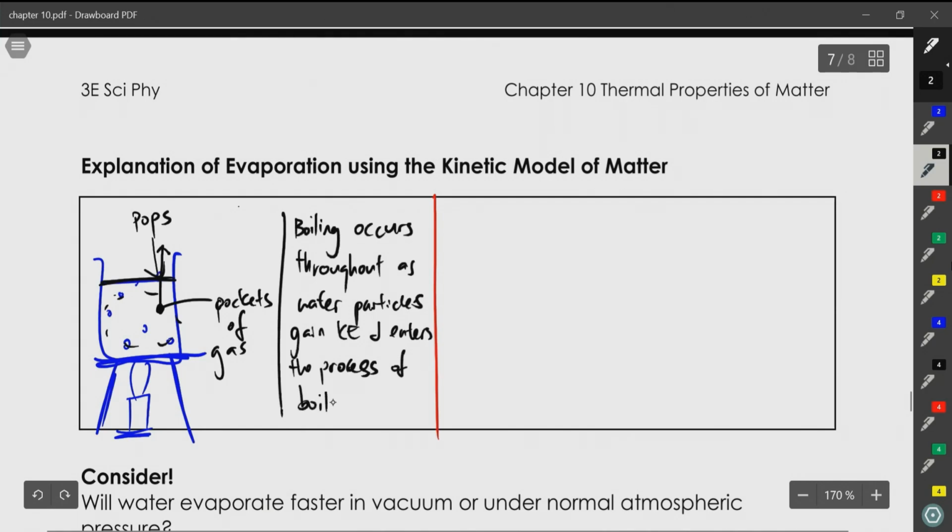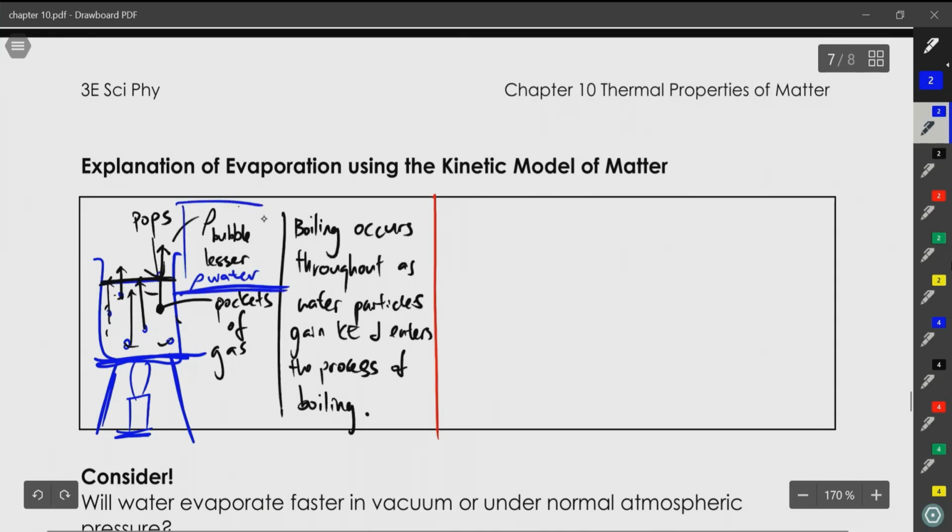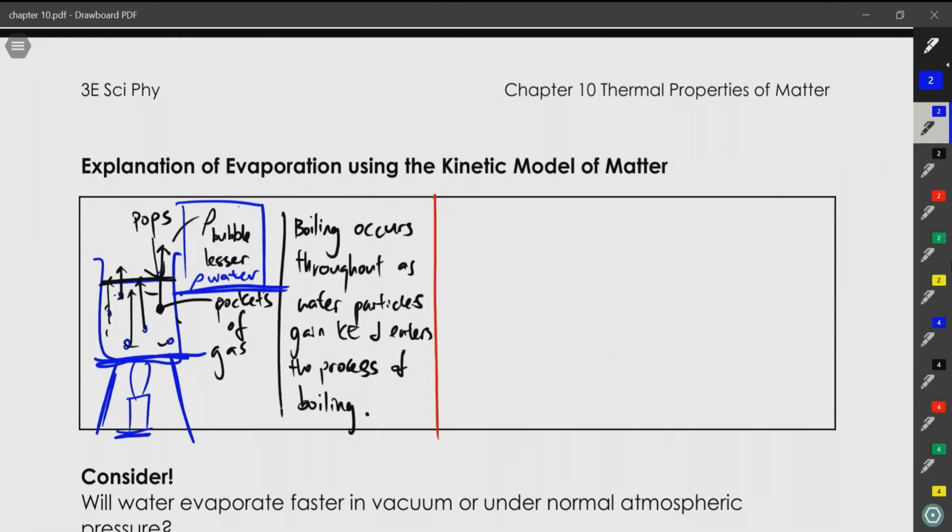Why do the air bubbles all start to go up then? Why doesn't the bubble sink? I think this is very clear cut, because the density of the bubble is lesser than the density of water. I think I use a different ink here. So the density of the bubble is lesser than the density of water, and anything that is less dense will want to float up. That's why it rises up.